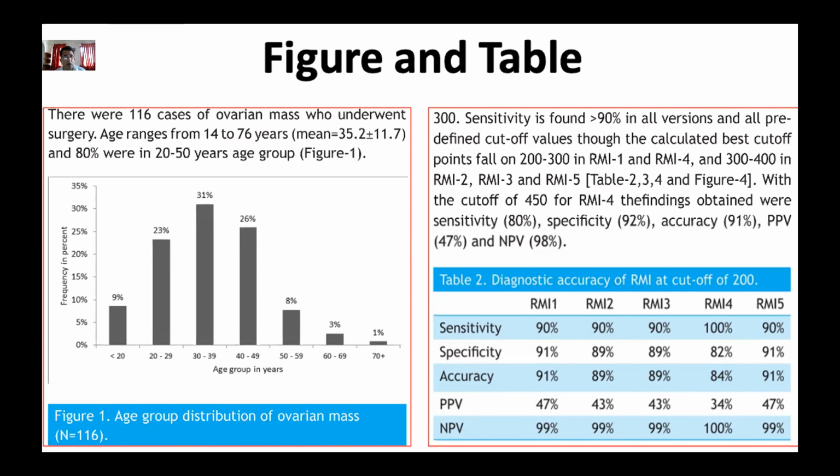Okay, this Figure 1 is given in a pie chart. Sorry, this is in a bar graph, with values 20, 30, 40, 50, 60. I would request you to just focus on the table, not on the figure. Okay. Sensitivity, diagnostic accuracy, sensitivity, accuracy.